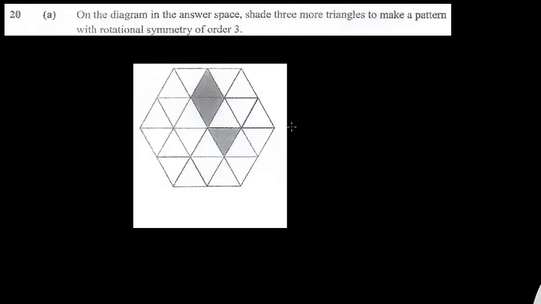So here's our question 20A. Question 20A says, on the diagram in the answer space, shade 3 more triangles to make a pattern with rotational symmetry of order 3.